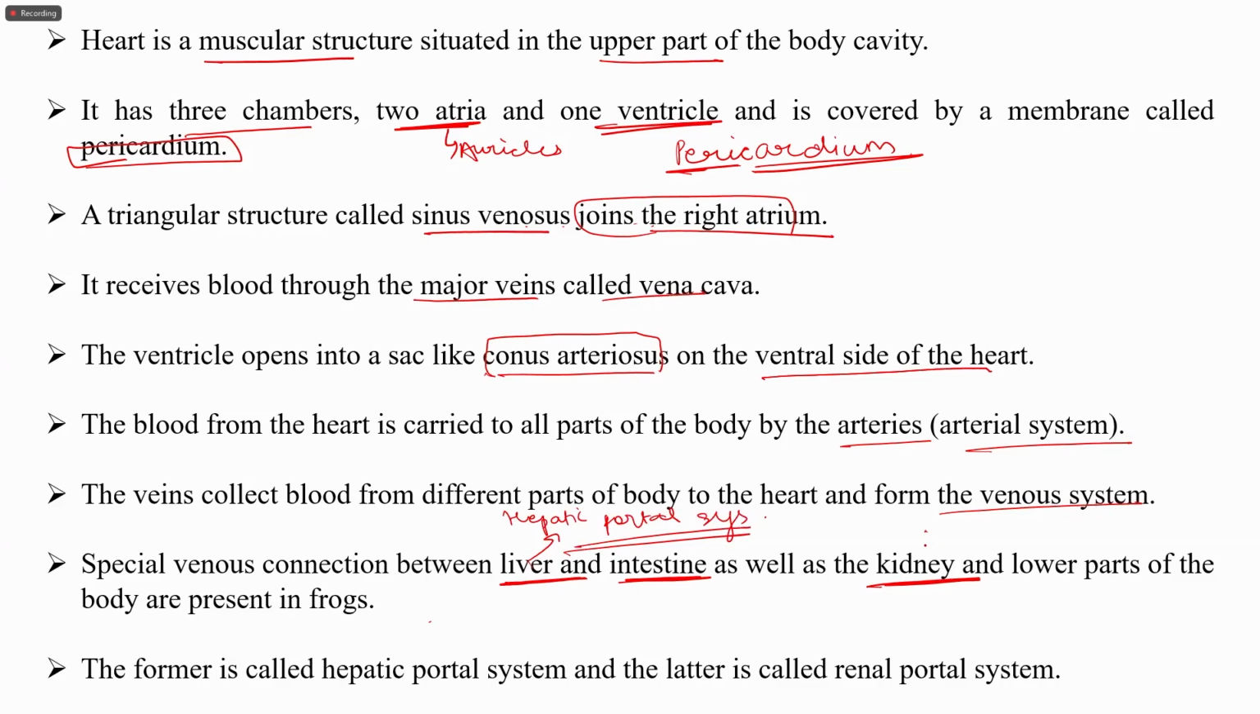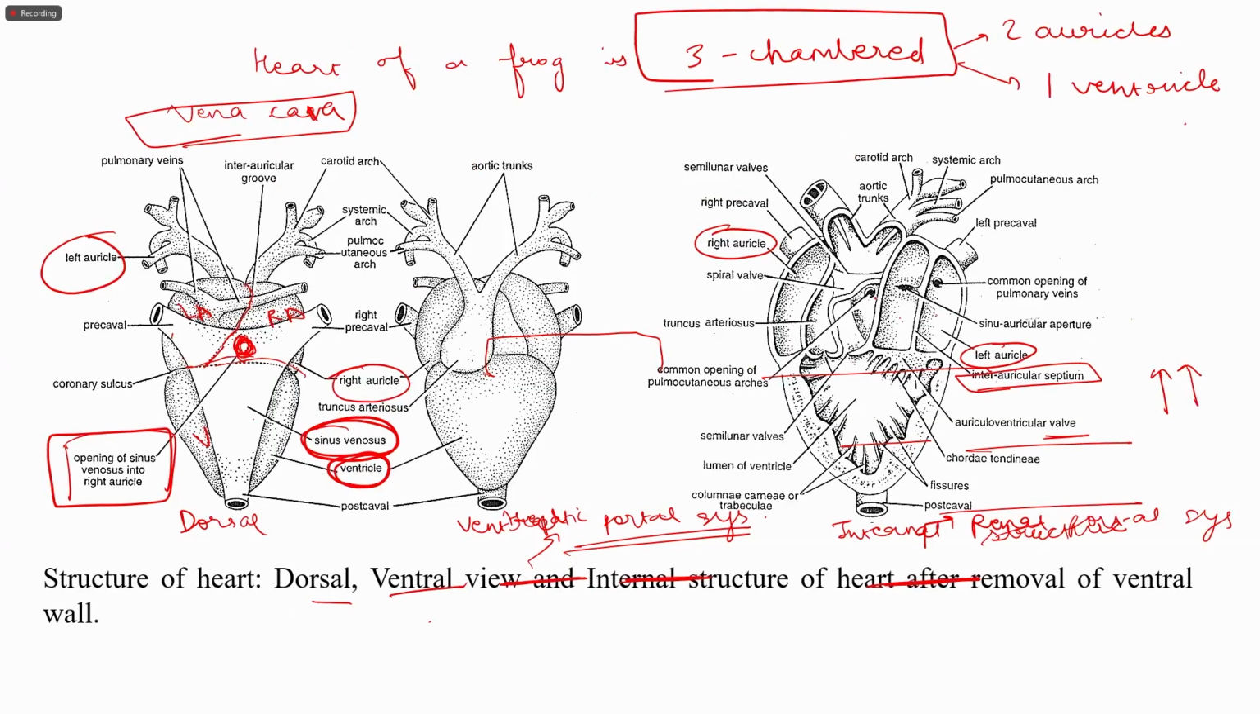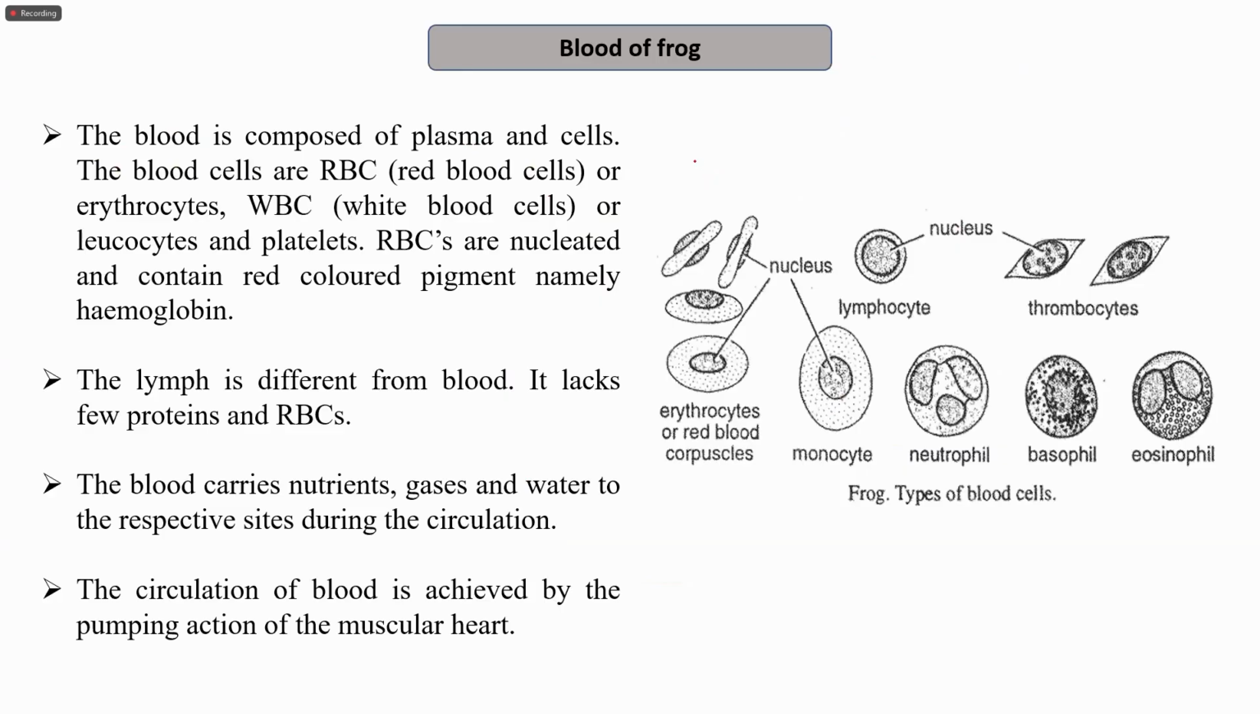Special circulatory system for this, and for the kidney, we have the renal portal system. Fine. So this is the basics of the blood vascular system. Now the blood of frog is composed of plasma and cells. So the composition of blood is plasma, which is mostly the liquid, and cells.